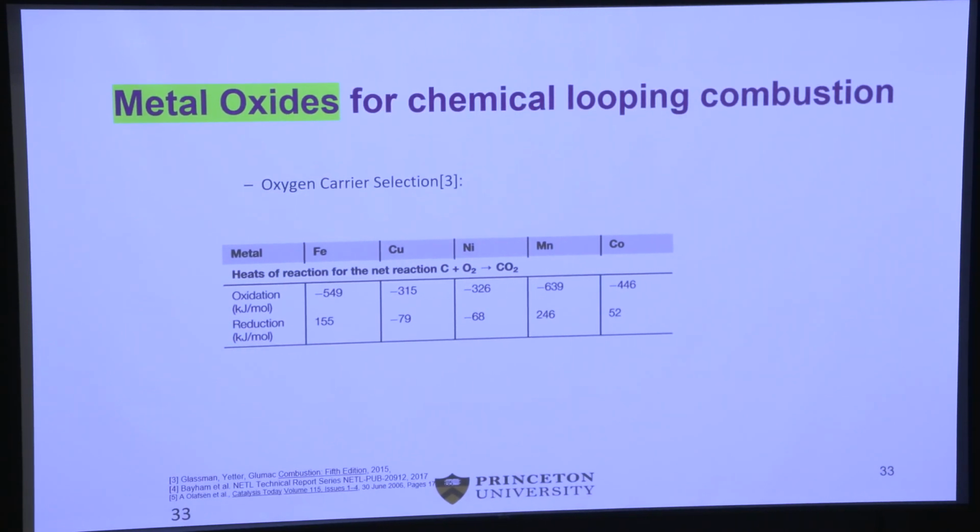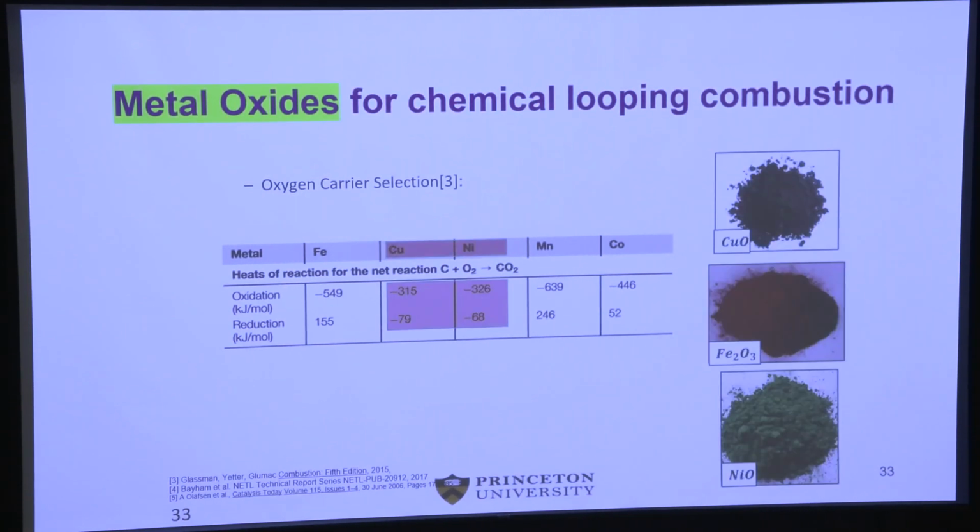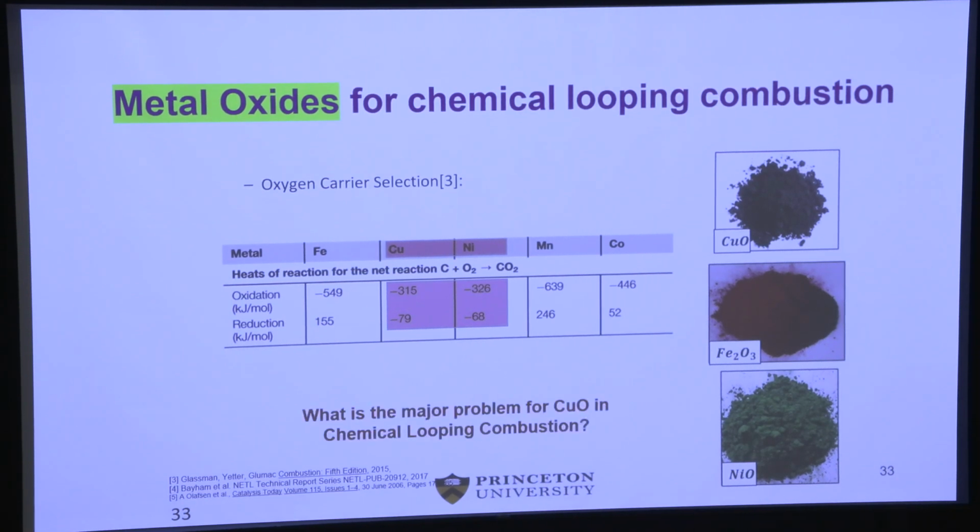And not only are they exothermic, but you can also see that this is copper oxide. They can tolerate a certain temperature. So what is a major problem of copper oxide for chemical looping, even though nickel and copper have good properties? What are the problems of these two? Has anyone done chemical looping before?